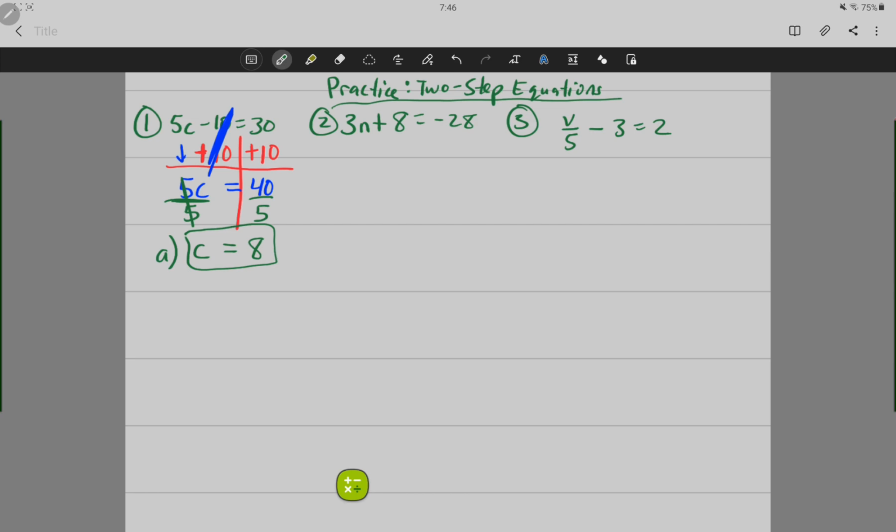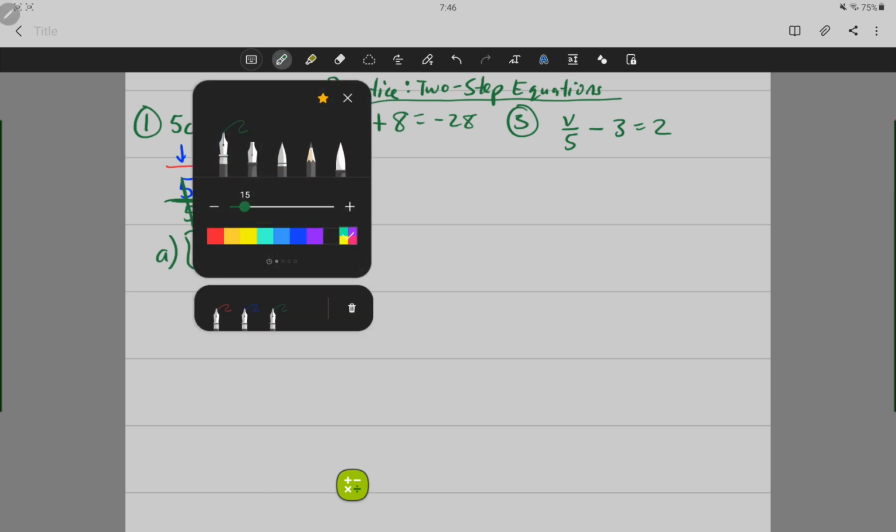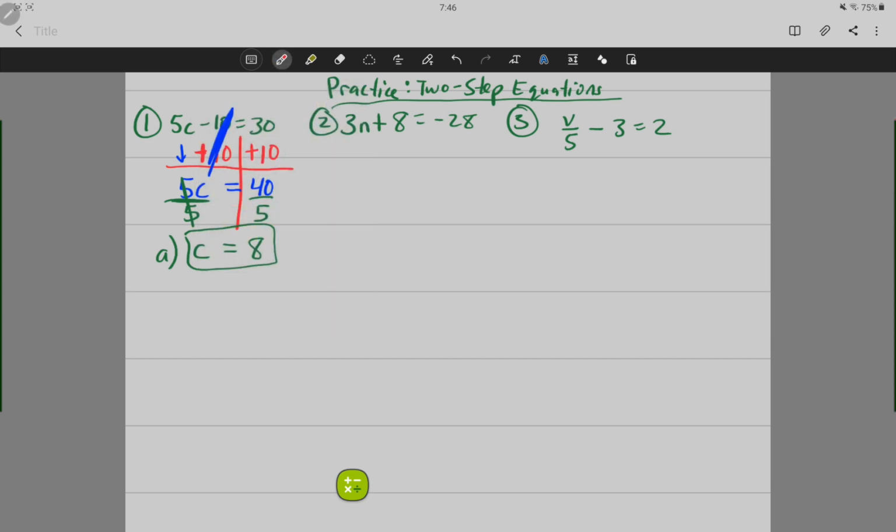Okay, so each problem is going to pretty much follow the same format as steps. So number 2 says 3n plus 8 equals negative 28. First step, equal sign, still draw the line, nothing changed. Now we look for the operation for the constant, so that says plus 8, so we're adding. So we need to get rid of positive 8. Opposite of positive is negative, so we subtract 8. And whatever we do to one side of the equation, we balance it by doing the same exact thing to the other.